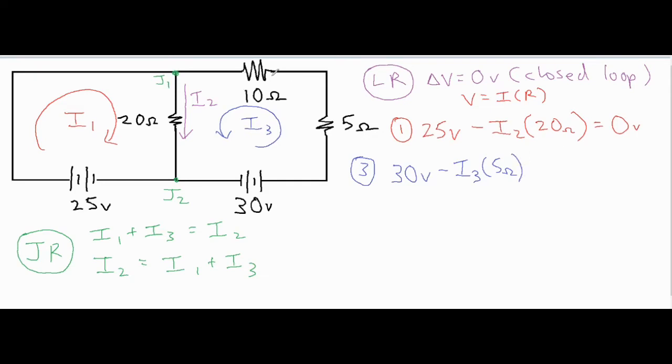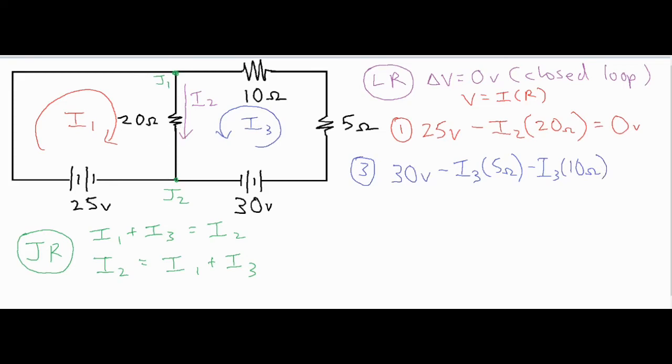Okay, and then it's going to go through my 10 ohm resistor. Again, it's still flowing with the direction of the current, and that's still my I3. So minus I3 times 10 ohms.